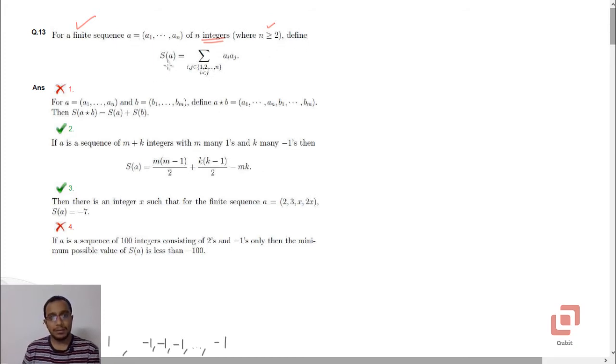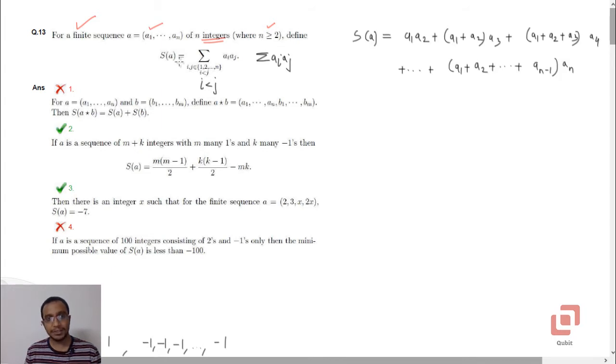We are defining the sum SA in a slightly different way here. It is the summation of ai into aj, where both i and j belong to the set 1 to n and i happens to be less than j. So how are you going to interpret this particular sum? This is clearly not summation aj, because you are taking the product of ai and aj. Now i remains less than j, so you cannot have a1 here, because there is no other term whose subscript is less than 1, since it is starting from 1.